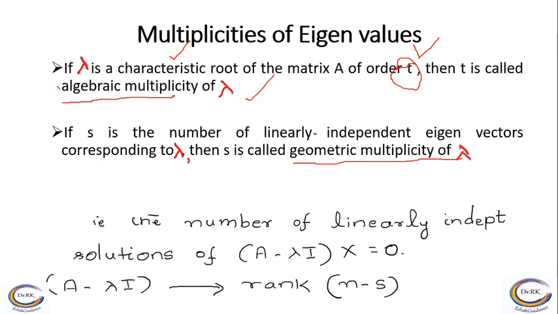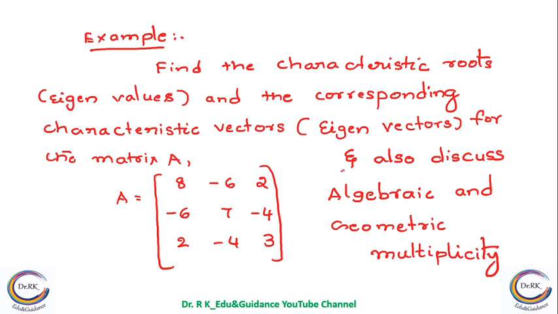Suppose S is the number of linearly independent eigenvectors for a given eigenvalue. Then the number of linearly independent eigenvectors corresponding to that lambda, denoted by S, is called the geometric multiplicity of that eigenvalue. Okay. So the order of the corresponding characteristic root is the algebraic multiplicity. The number of linearly independent eigenvectors is the geometric multiplicity of the corresponding eigenvalue. Right? Okay. Now we'll see one example to understand this concept clearly.